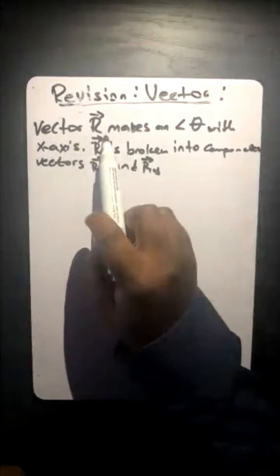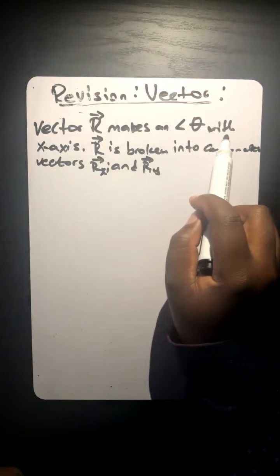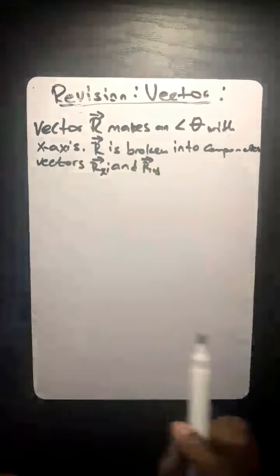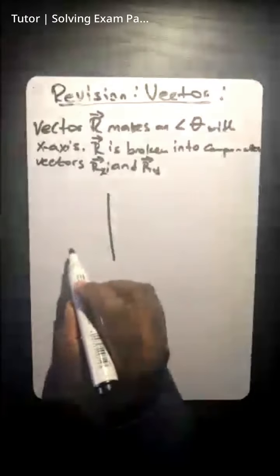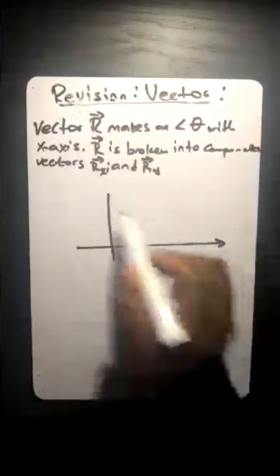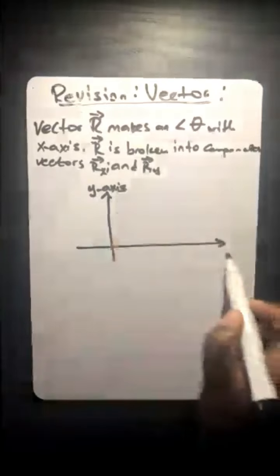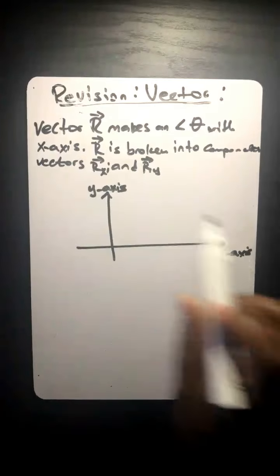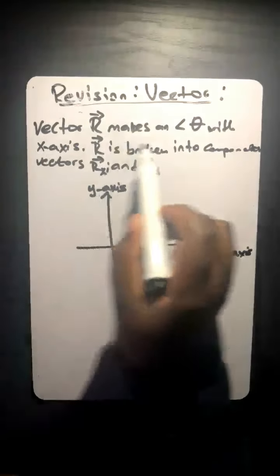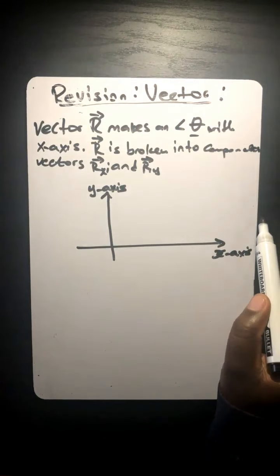A question says vector R makes an angle of theta with the x-axis. So firstly, with that statement, you know that statement is based on a Cartesian plane which has got the y-axis and the x-axis. So they are saying vector R makes an angle theta with the x-axis.